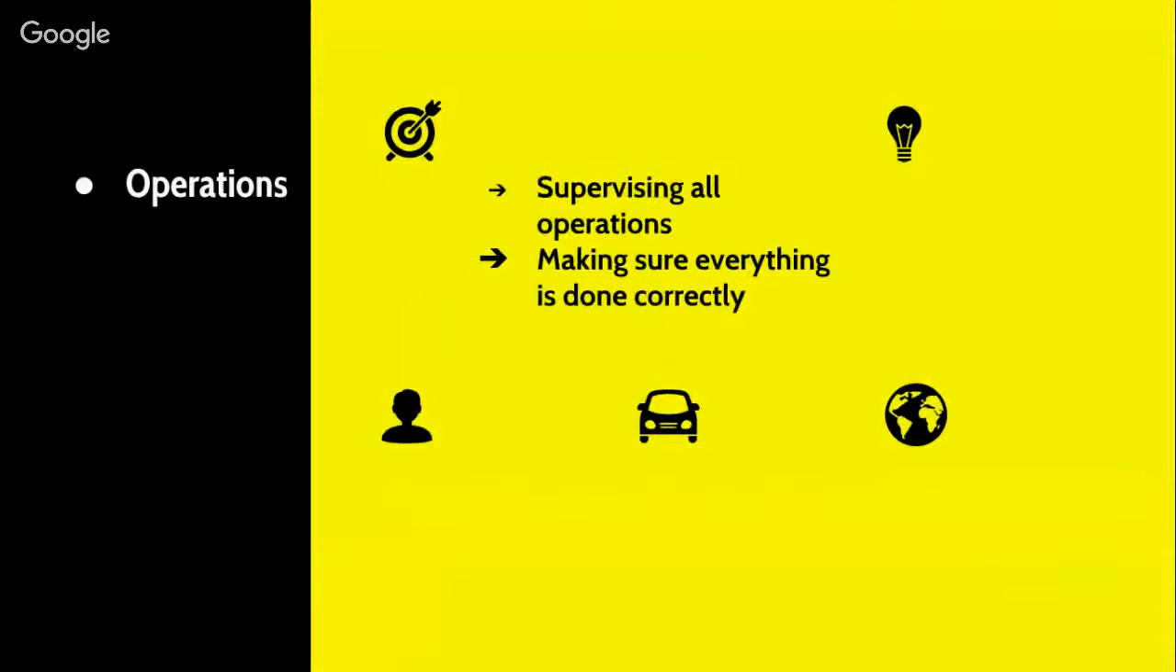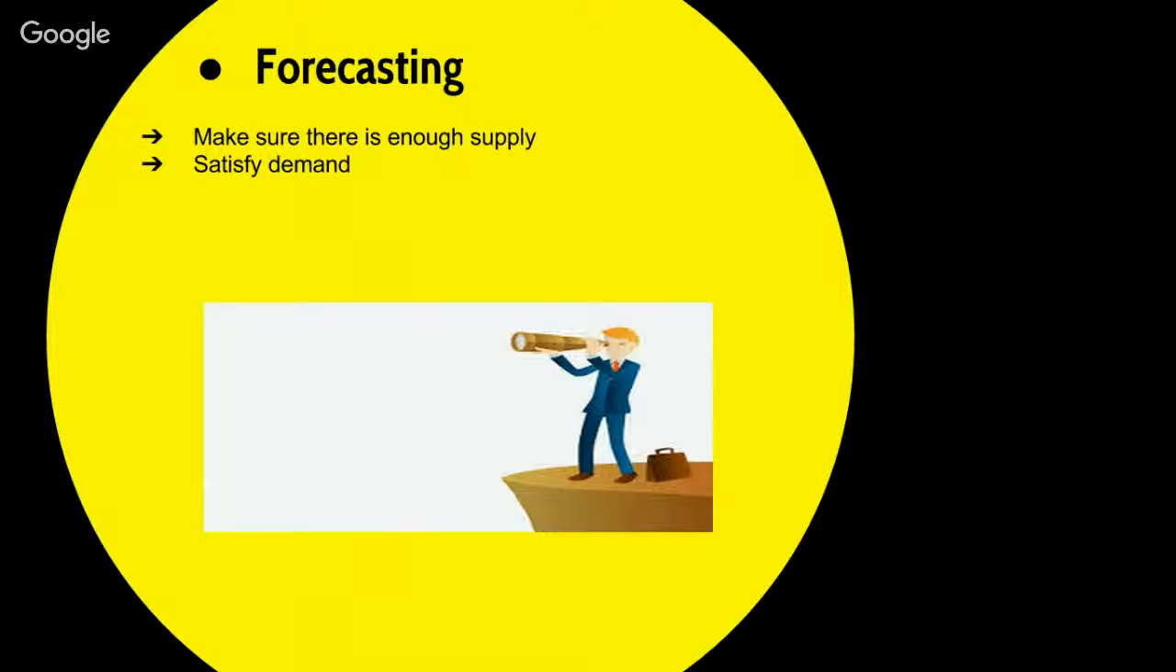Another characteristic of supply chain management is the handling of operations. Supervising all operations and making sure everything is done correctly is key to the success of supply chain management. Next in the characteristics list is forecasting, which basically means anticipating any issues that may appear and making sure that there is always enough supply in order for demand to be satisfied.